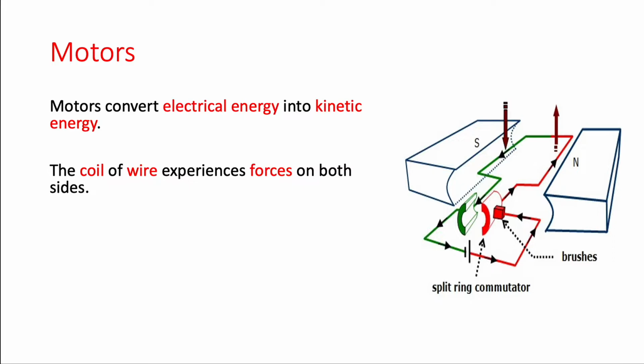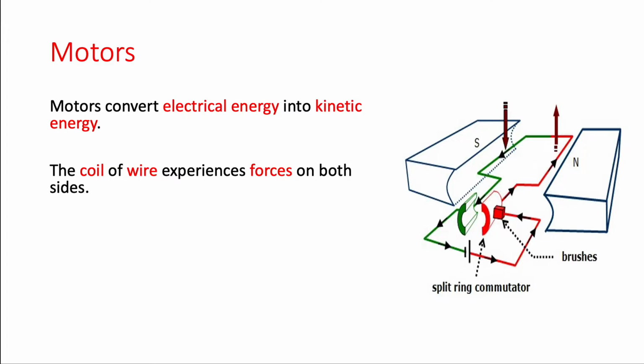Now, the really tricky bit for motors is the additional bit which you can see written on the screen, which is the split ring commutator. It's a bit of a mouthful to say, and it's not really clear what this is. The nice thing is at GCSE, you don't have to have a really detailed understanding of this, but what you must understand is that it is crucial to the operation of the motor.